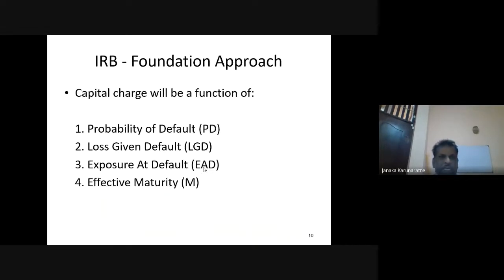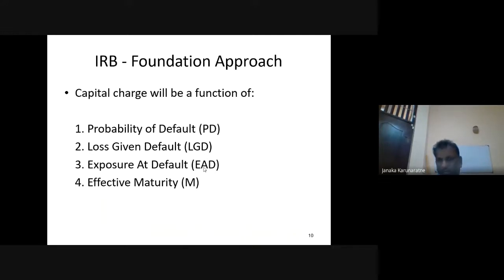So then the IRB foundation approach. I think many international banks around the world basically follow this approach. This is a model-based approach, where the capital is a function of the 4 components: the probability of default, loss given default, exposure at default, and effective maturity.